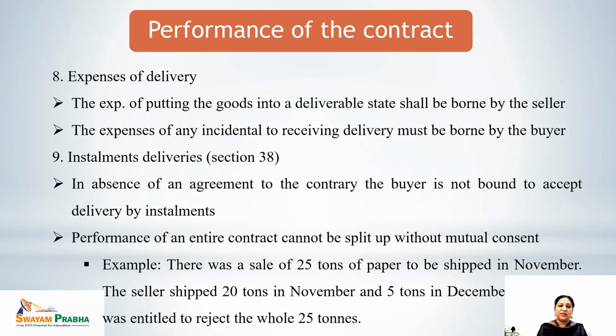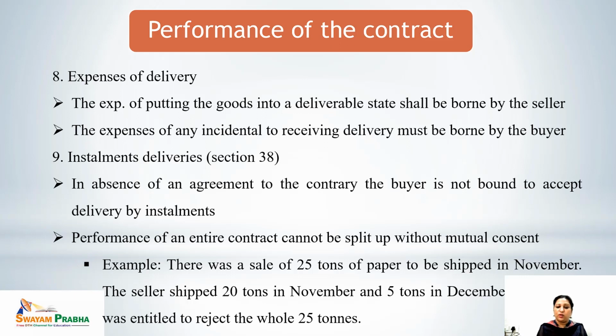Next, installment deliveries. Section 38 gives the light for this. Means in case of any absence of agreement to the contrary, the buyer is not bound to accept the delivery by installments. Means he can always deny that he would not accept the goods in installments. The whole of the things must be delivered in one go. But if there is any agreement to the contrary, the provisions can be followed by the buyer and the seller. And moreover, if the seller is willing to deliver the goods in installments, he can take the consent of the buyer. That means with the mutual consent, the goods can be delivered in installments.